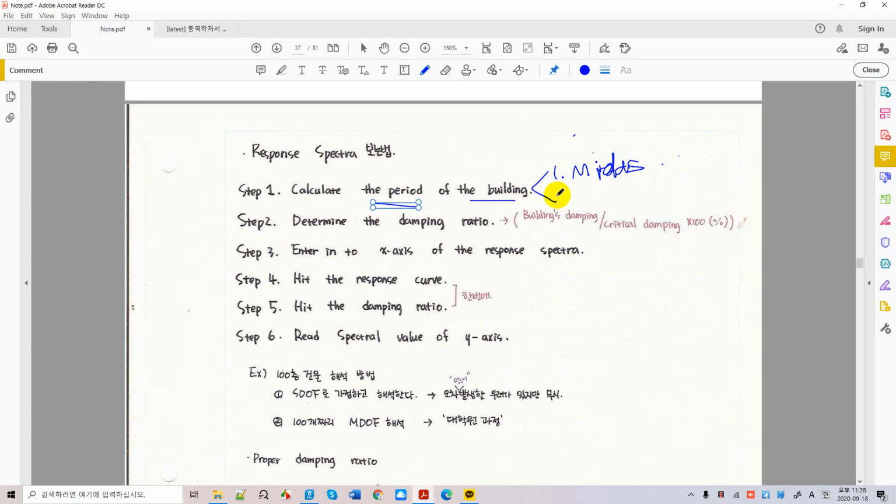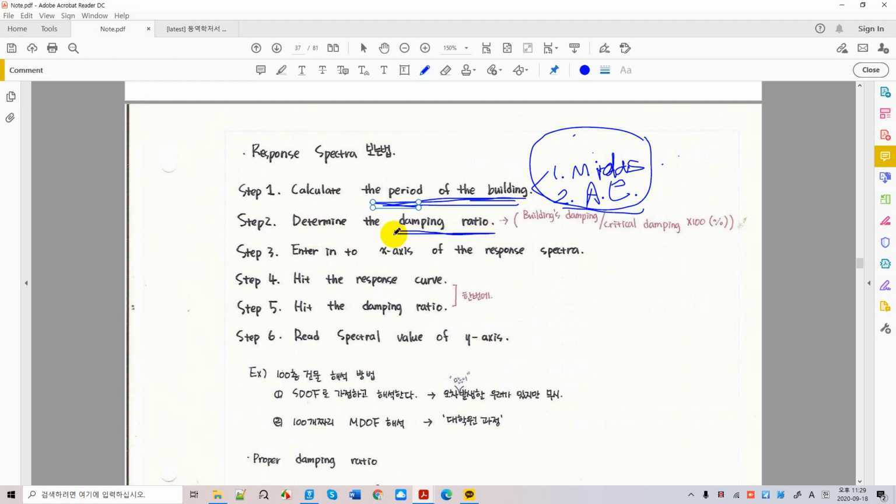Second way, we use approximate equations. Then I gave you one approximate equation for this, 0.1N. Anyway, we will use one of these two methods to come up with the period of the building. So this is a very easy process.